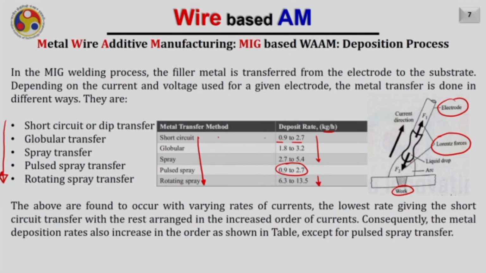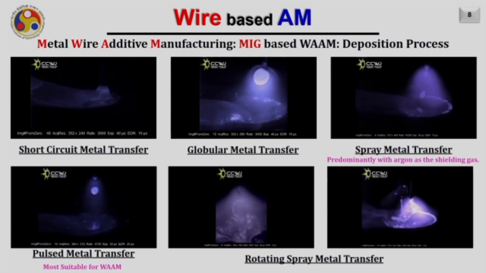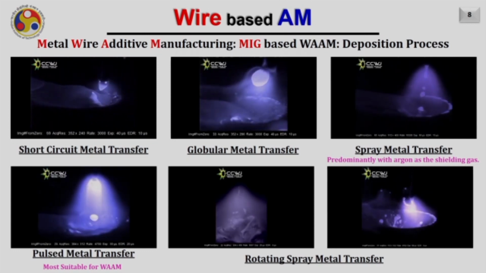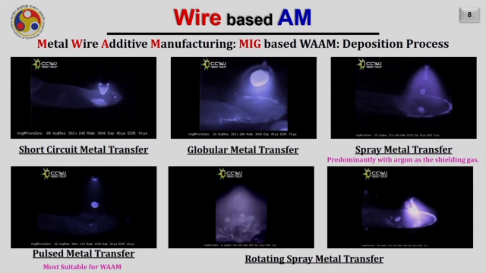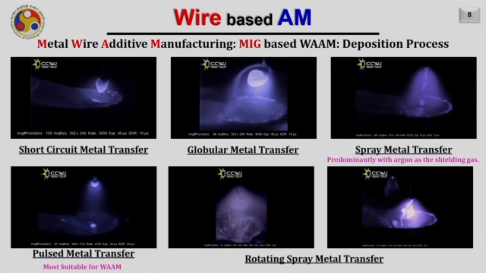Also, the current rates vary from top to bottom, and it is highest when you come to the bottom. It is lowest for the short circuit. So this slide explains each and every process. This slide can give you an idea of how the material is transferred in each and every discussed method.